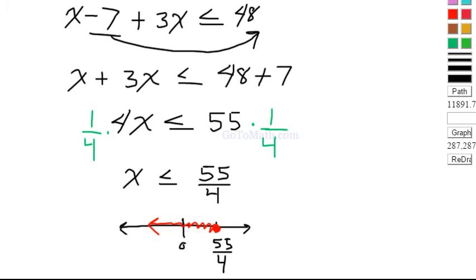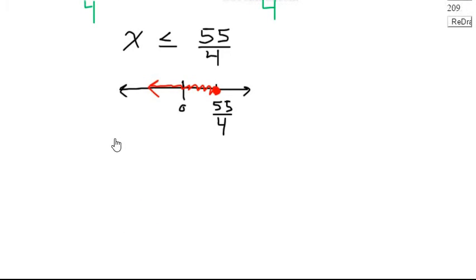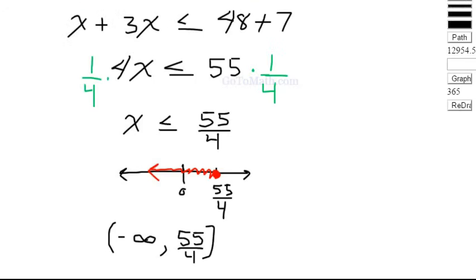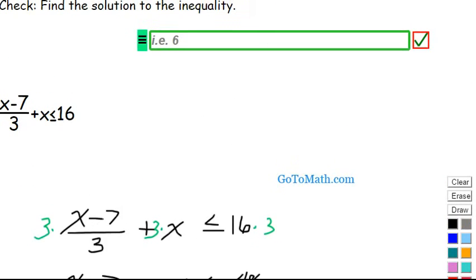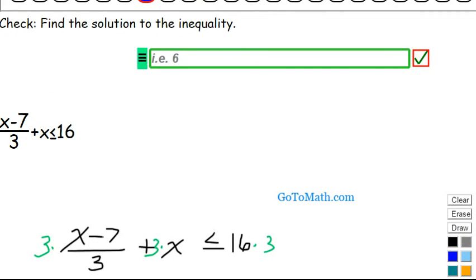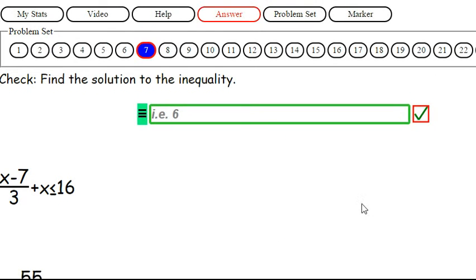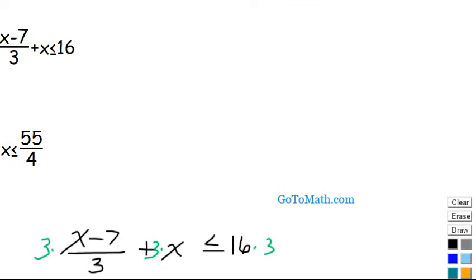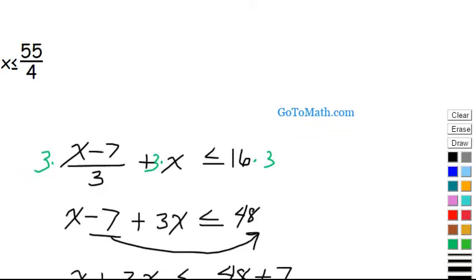Let's go ahead and do interval notation. So from negative infinity up to 55 over 4. And let's close the bracket off there. Alright. Okay, so to try to save some time here, we'll just hit the answer and let you type it in the box. Actually, that needs to be fixed. X is less than or equal to 55 over 4.